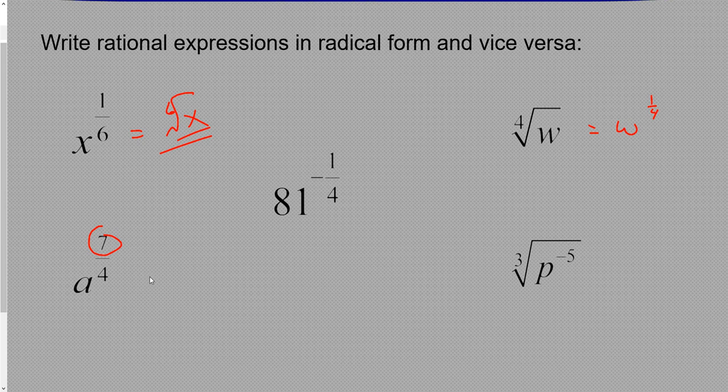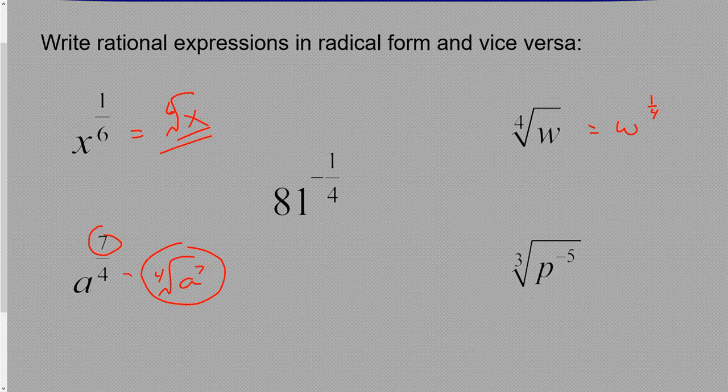So think about that as a to the 7th and a to the 1/4. So a to the 1/4 means the 4th root of a, but a to the 7th means a to the 7th. Okay, so that's the key right here. The numerator is the exponent on the radicand, and the denominator is the root. So this guy, the cubed root of p to the negative 5th power, is p to the negative 5/3.